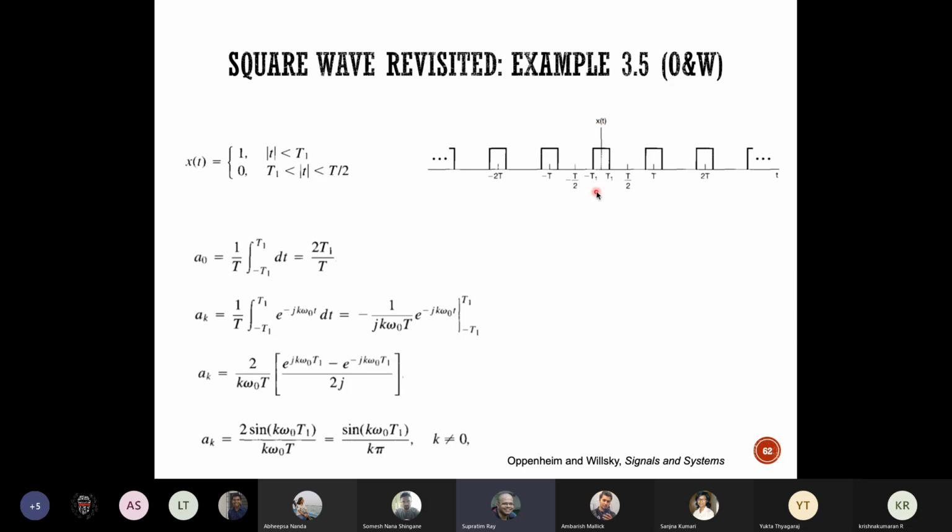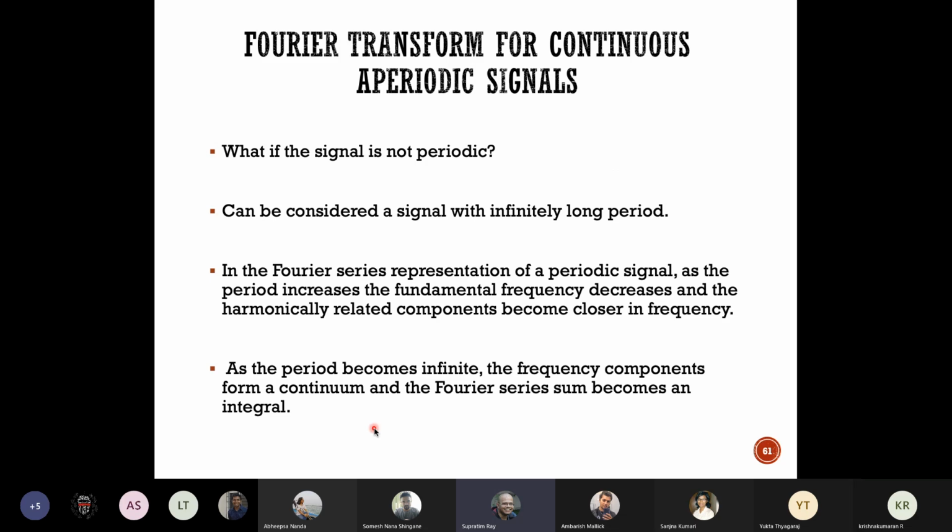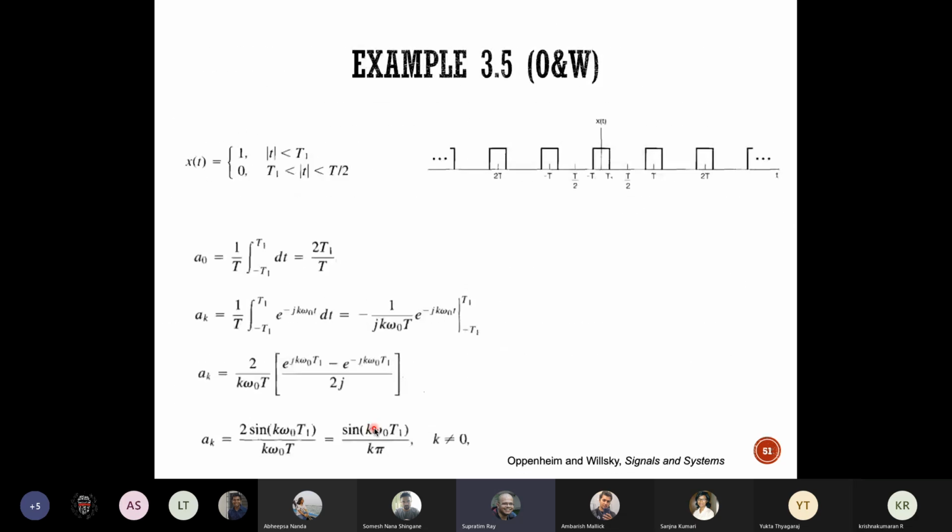So I compute the Fourier series, and the Fourier series coefficients are given like this. The integral is actually from minus T/2 to T/2, but it's 0 here, so it just becomes minus T1 to T1. And if I solve this, I end up getting this. This we have done previously. I had shown you when we had first, it's the same as this.